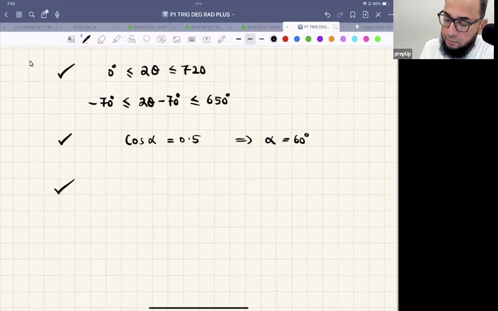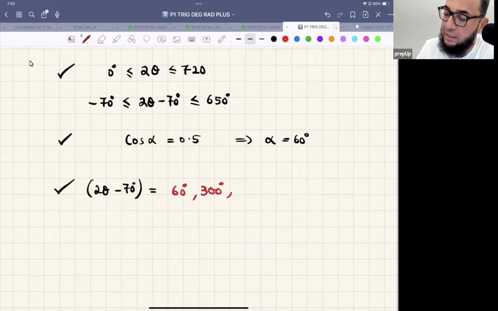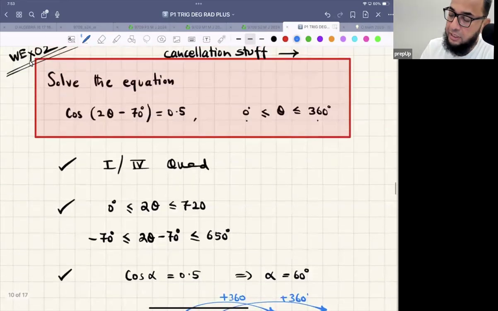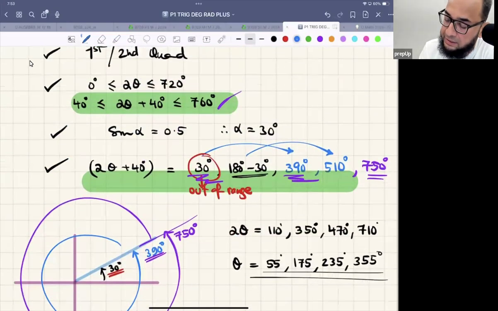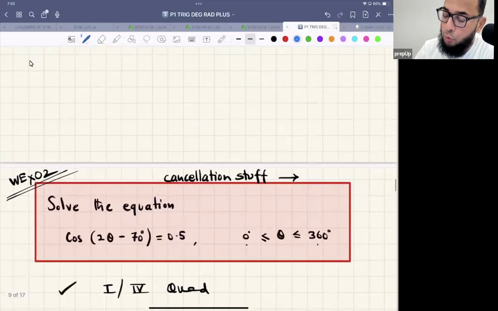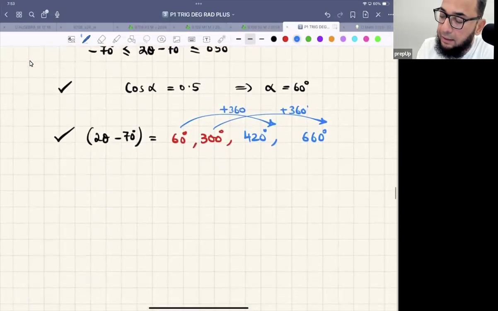Therefore, over here, 2 theta minus 70 degrees is equal to, in the first quadrant, 60. In the fourth quadrant, 360 minus 60 is 300. Add 360 more, that is 420 degrees. Add 360 more, that is 660 degrees. Let me also write over here what we are adding: 360. So this is 360 more, this is 360 more because you're going one more revolution. So now when you do this, make theta the subject.